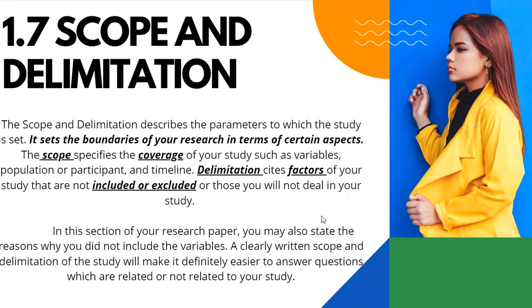Okay. So, sa scope and delimitation na. Alright, it sets the boundaries of your research in terms of certain aspects. Okay, the scope specifies the coverage of the study, such as unsa may mga variable nimo, unsay population nimo, participants, timeline. Delimitation cites the factors for your study that are not included or excluded, di ba, or those you'll not deal with in your study. So, the delimitation, ipabutang kani siya ang included, kani siya wala na mag-apil.